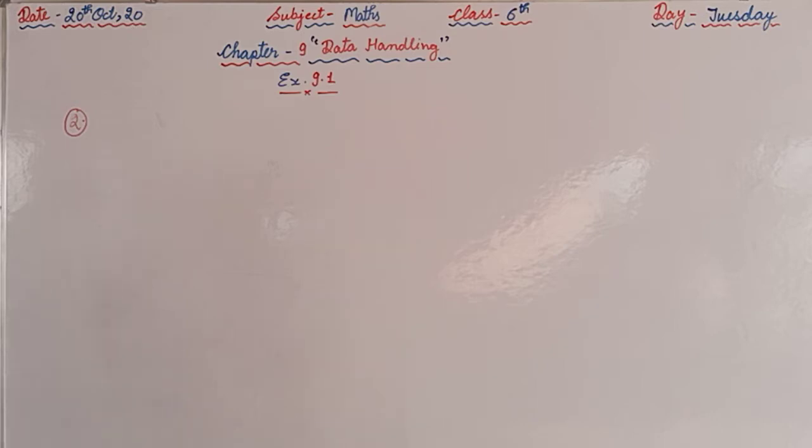So question number 2: the following is the choice of sweets of 30 students of class 6. Now the choices are given, different students are having their different preferences for the sweets. So some of the sweets are given there, and below that data 2 questions are given. First one is A, arrange the names of the sweets in a table using tally marks.